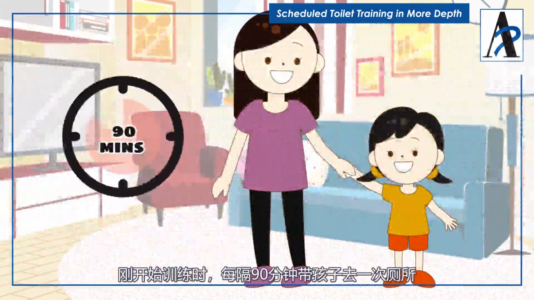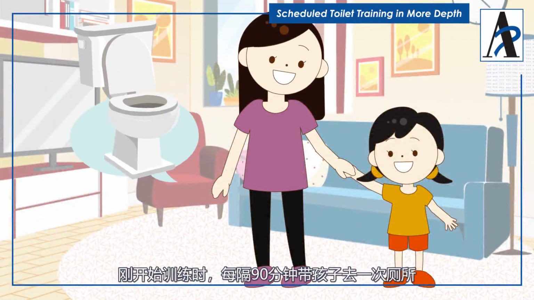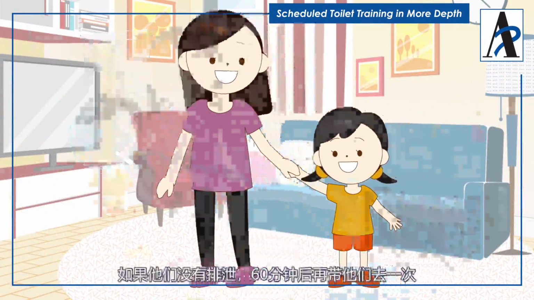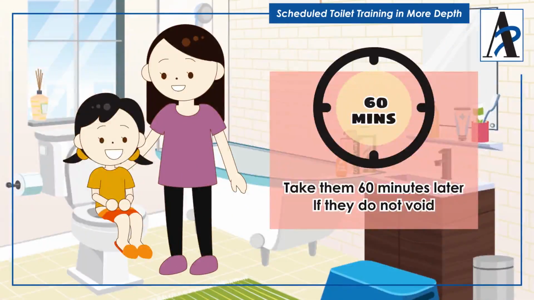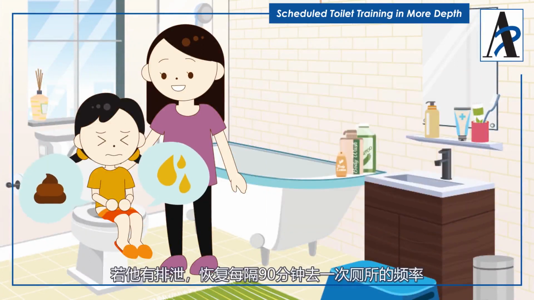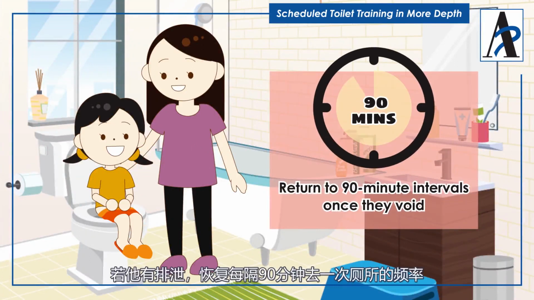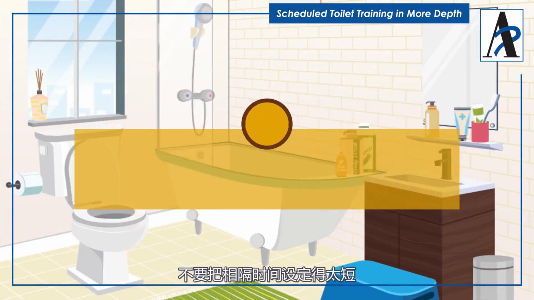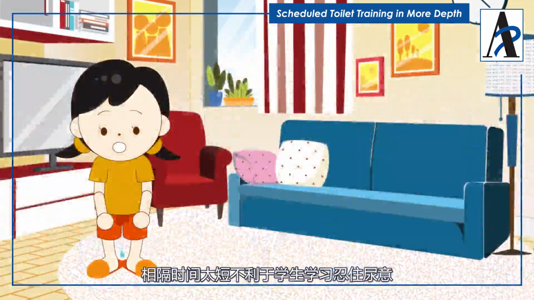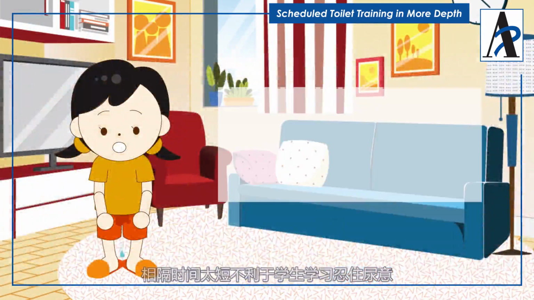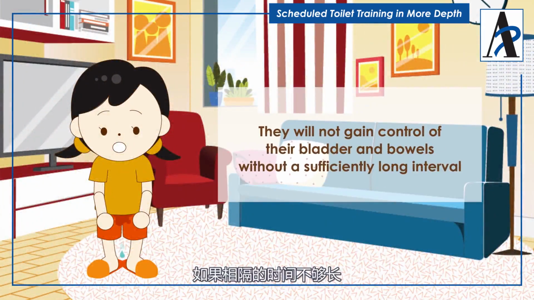When beginning the training, take the child to the toilet every 90 minutes. If they do not void, take them 60 minutes later. Then, once they void, return to 90-minute intervals. Do not set the interval too short. Intervals that are too short prevent the child from learning to hold their urine. They will not gain control of their bladder and bowels without sufficiently long intervals.